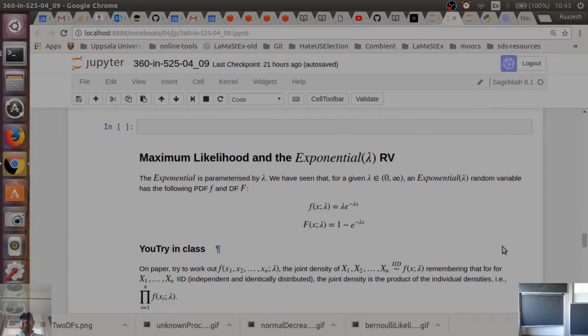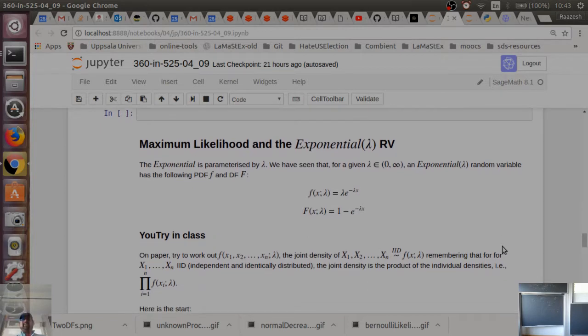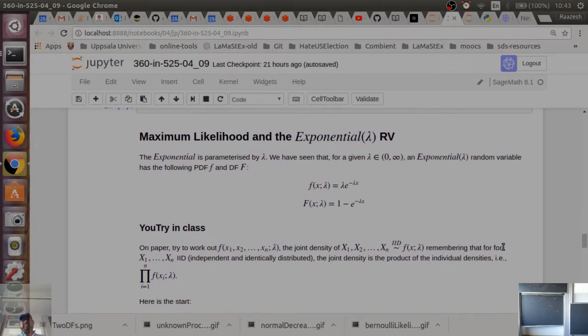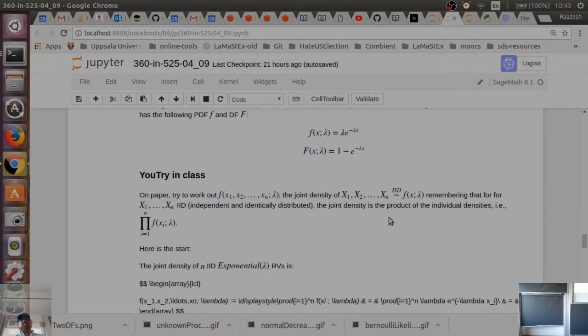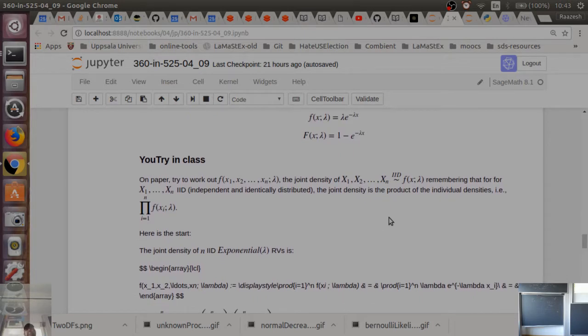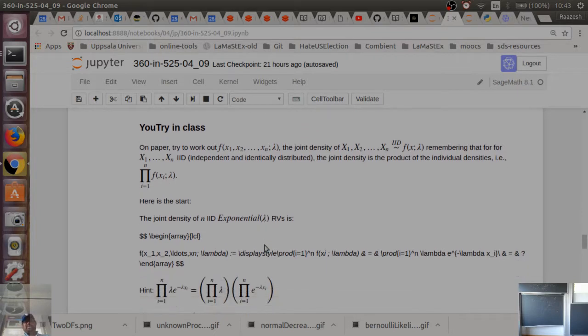So anyway, maximum likelihood for an exponential lambda random variable: same idea. We now have our likelihood function, which is lambda e to the minus lambda x. I mean, the density is lambda e to the minus lambda x. To get the likelihood, remember, it's just proportional to the joint density. And if it's an IID experiment, the joint density is just the product of each individual marginal density. So we do exactly the same thing.